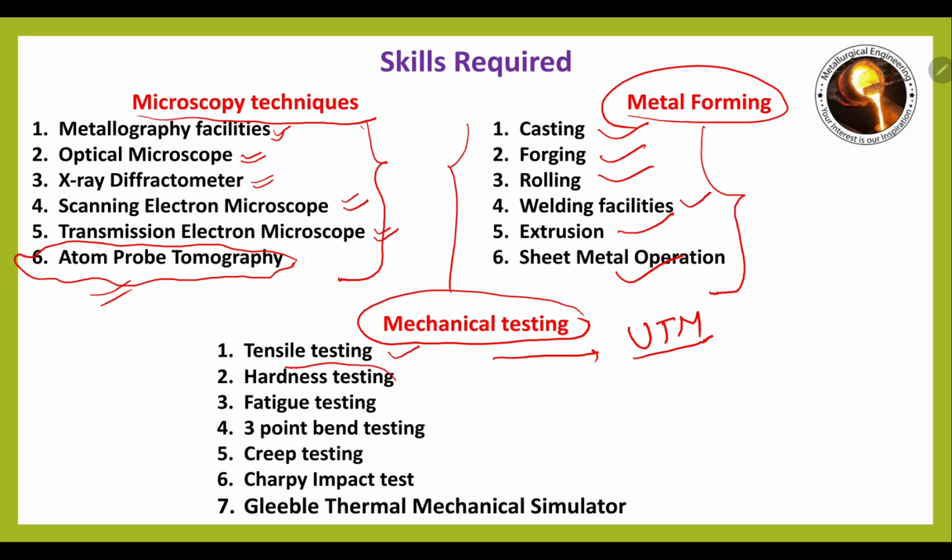Then we have hardness testing. There are several types of hardness testing available, like Rockwell, Brinell, Vickers hardness, and Knoop hardness. We need to know the principle of all these types of hardness testing, and if it is available in your college, you can learn how to operate it and how to analyze the results.